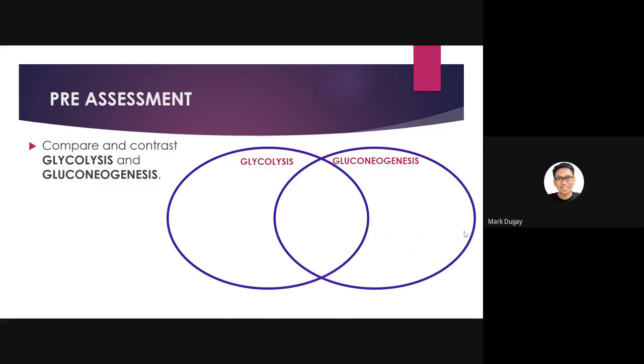To start with, may we fill out a Venn diagram to compare and contrast glycolysis and gluconeogenesis. So this is just a way to have a quick check on what we know about these two pathways, considering their differences and similarities.